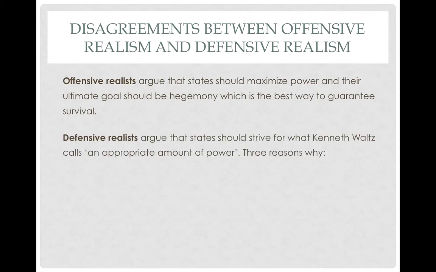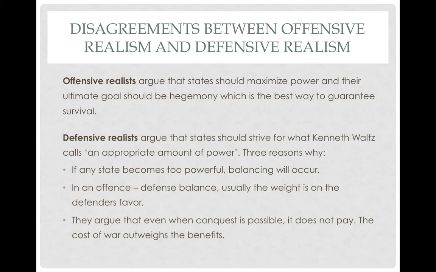On the other hand, defensive realists argue that states should not maximize power but should instead strive for an appropriate amount of power. This is a result of three factors. If any state becomes too powerful, then balancing will occur. In an offense-defense balance, usually the weight is on the defender's favor because any state that attempts to gain a large amount of additional power is likely to end up fighting a series of losing wars. Also, they argue that even when conquest is possible, it does not pay because the cost of war outweighs the benefits.